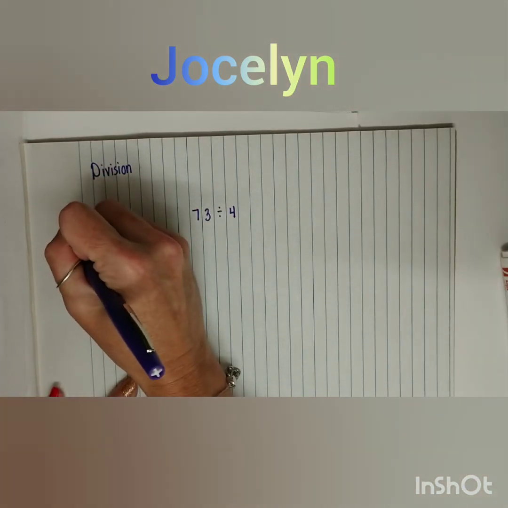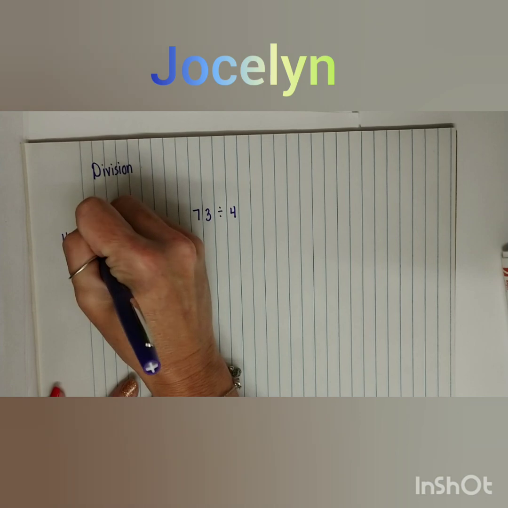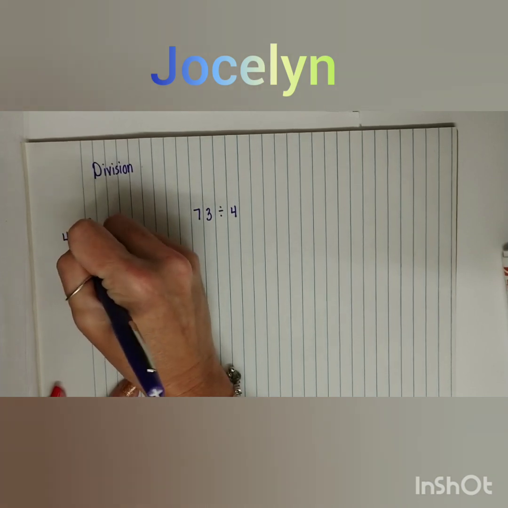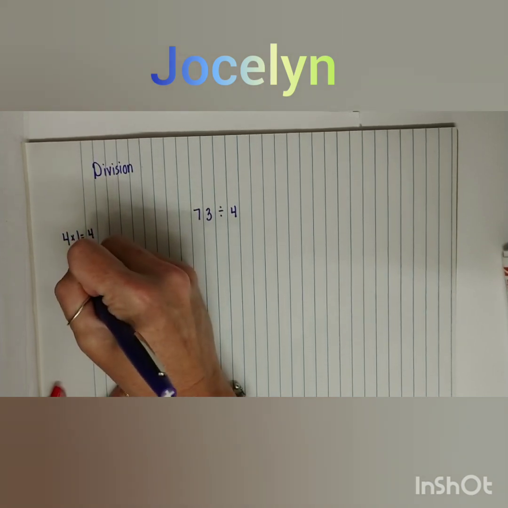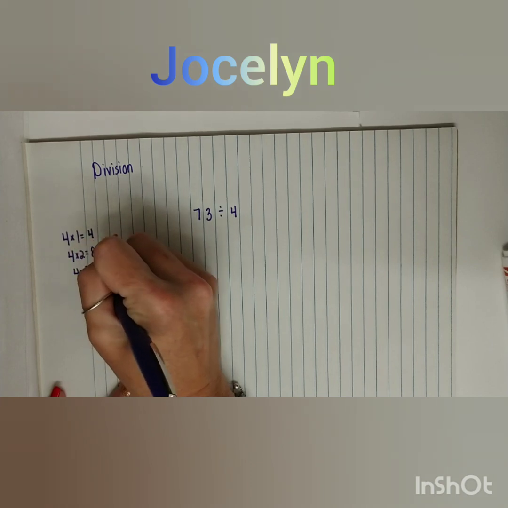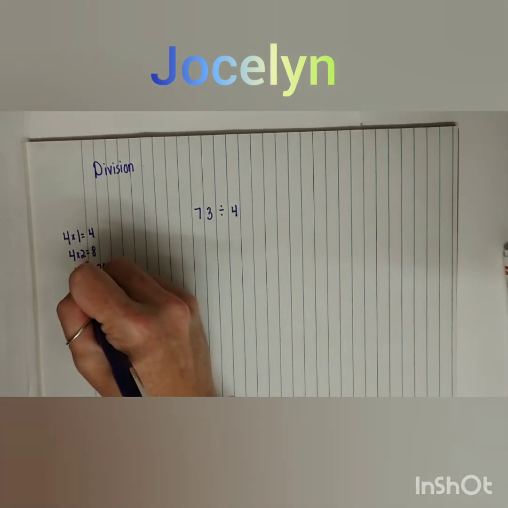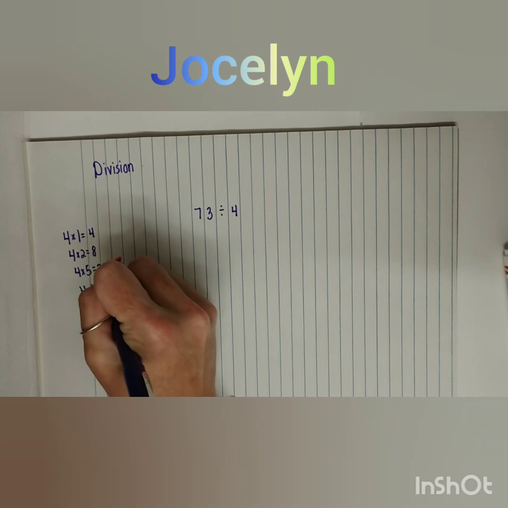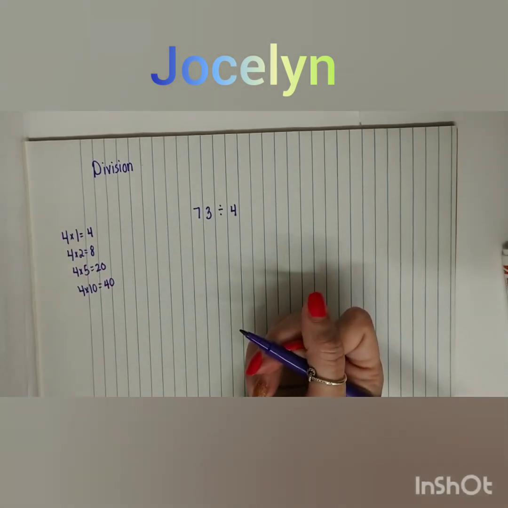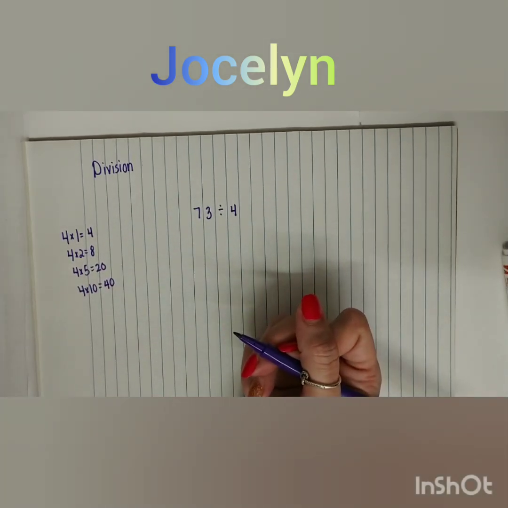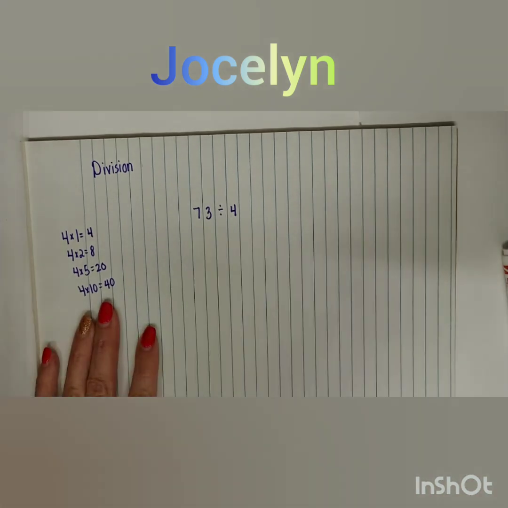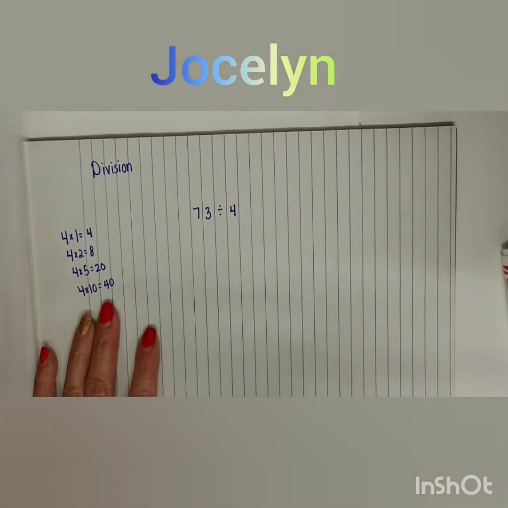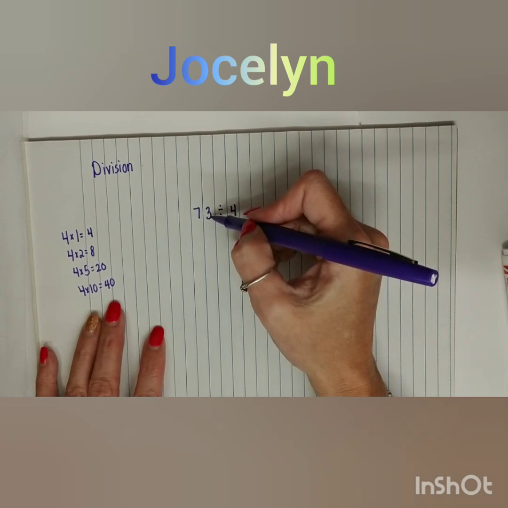So I think of my 4s. I know 4 times 1, and that's 4. I know 4 times 2, that's 8. I know 4 times 5, that's 20. I know 4 times 10, that's 40. So I think those are the ones I'm going to use, and I'm going to solve for this problem. So I'm looking, and I have 73.